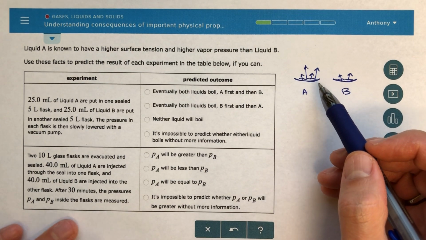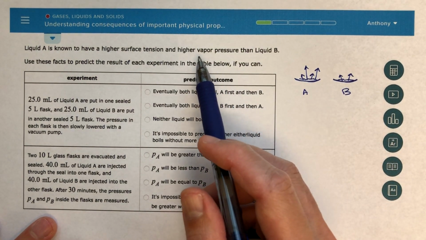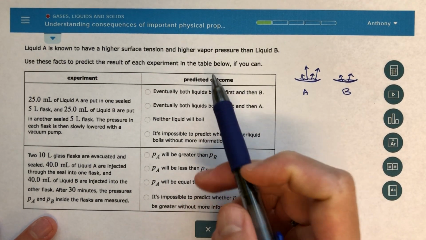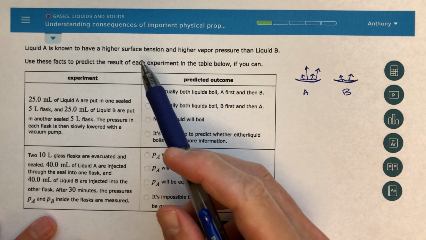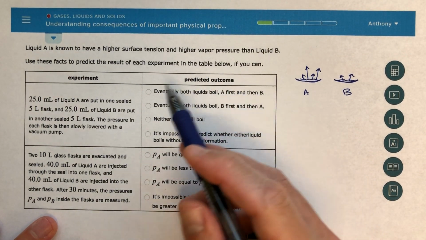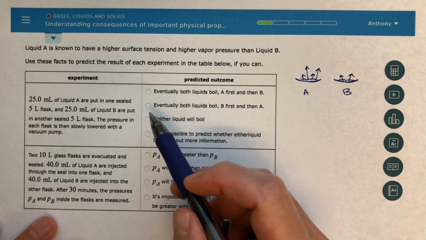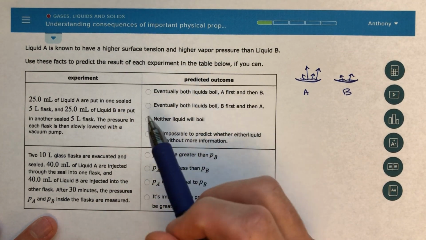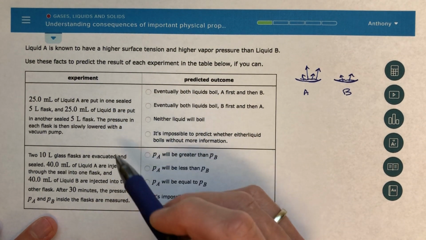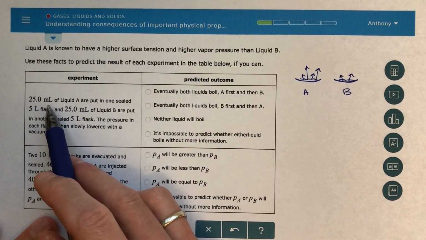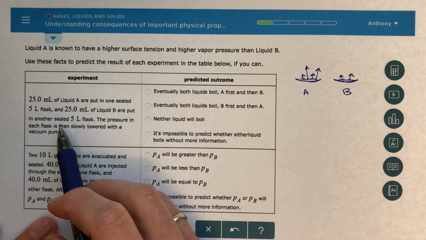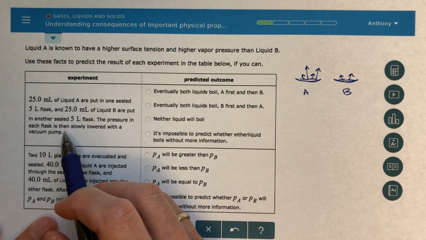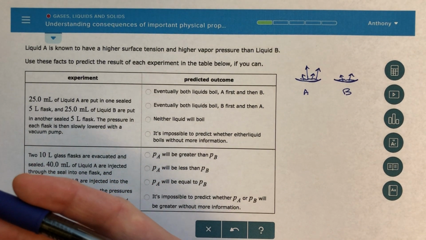Now, I actually did some reading on this, and I guess vapor pressure and surface tension are not going to be directly related. So you could have a higher vapor pressure and a higher surface tension, as it turns out. So this is a trickier version. We're going to have to relate these experiments and which of these properties we're really talking about to understand what's going on. So the first one, it says we're going to put liquid A and liquid B into a sealed flask. We're going to lower the pressure and then see which one is going to boil first.